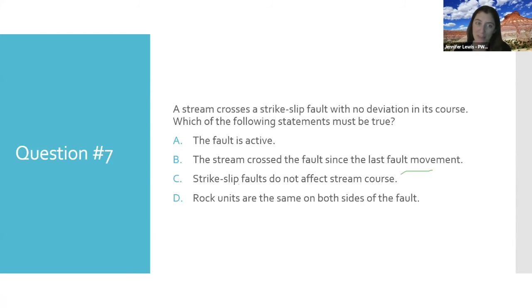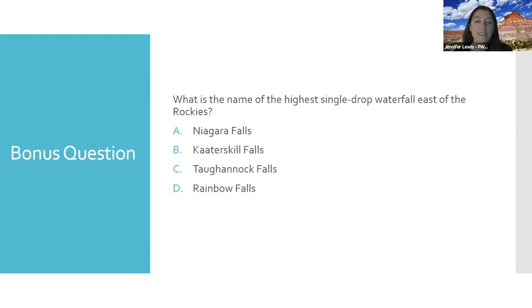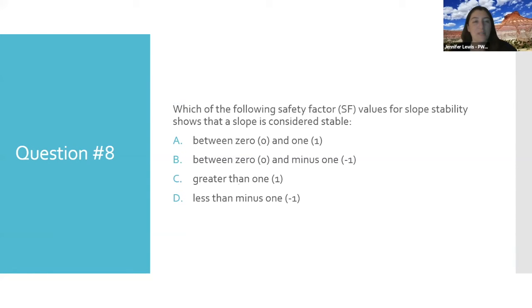All right, now here's maybe a tough one for you guys if you weren't listening to Derek's presentation. It's one of our bonus questions. What is the name of the highest single drop waterfall east of the Rockies? A, Niagara Falls. B, Catterskill Falls. C, I'm going to mispronounce this one, the Toganock Falls. Thank you. Or D, Rainbow Falls. Hopefully you're all getting this one right, even though I can't pronounce it. It's C, Toganock Falls. Is that right? Okay. All right, question number 8.